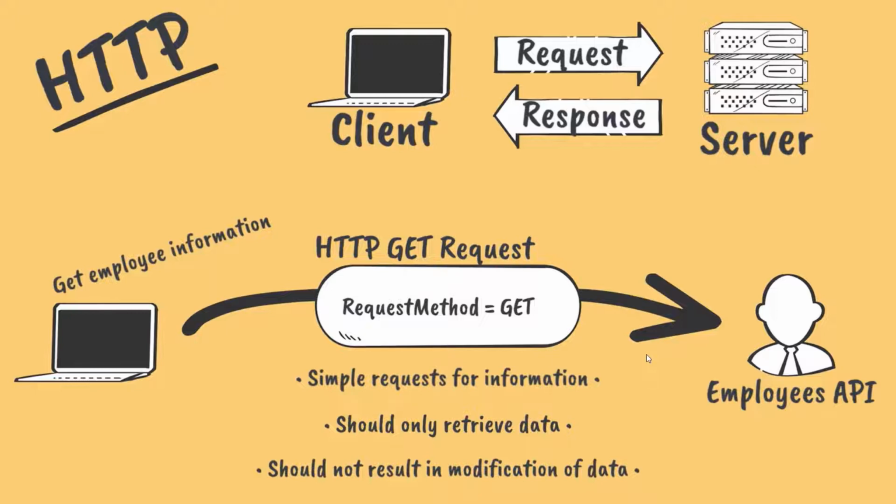The simplest and most widely used HTTP verb is get. A request of type get, or a get request, is a simple request for information. Get requests should only retrieve data. They shouldn't modify any of the underlying data that they are interacting with.